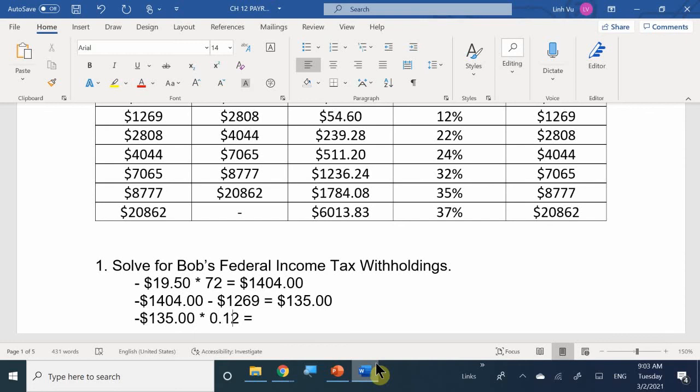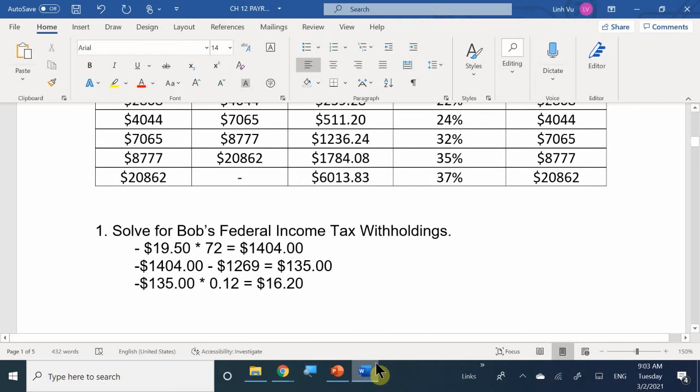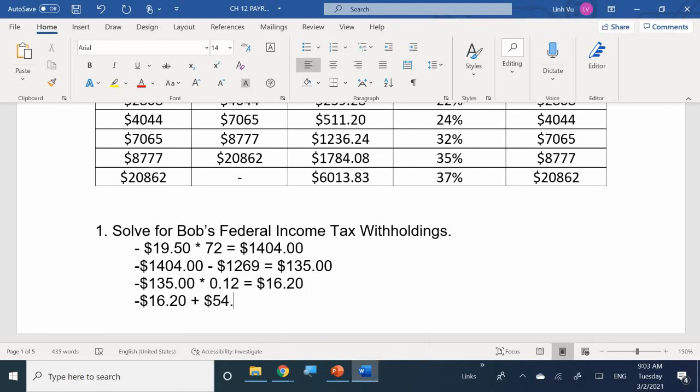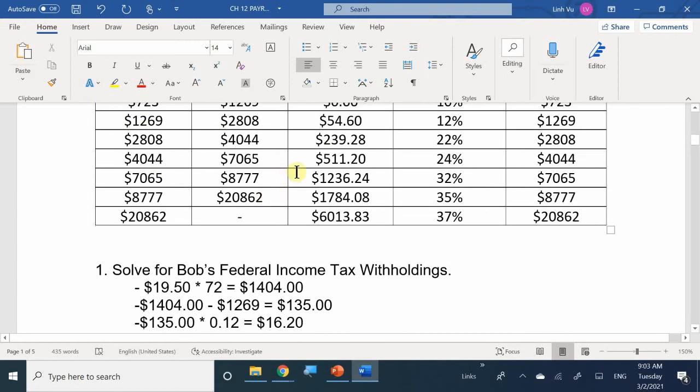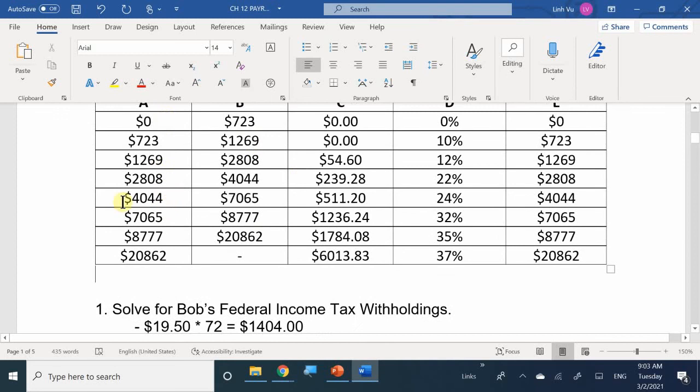$16.20, and then now we're going to add what the government is going to take away from our paycheck regardless. So the 50 is a $54.60.